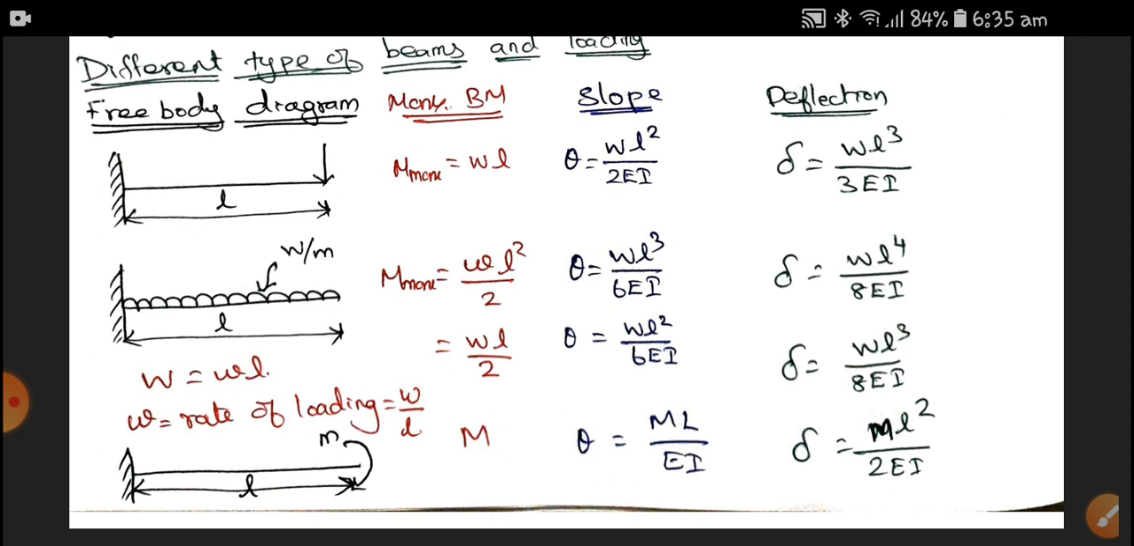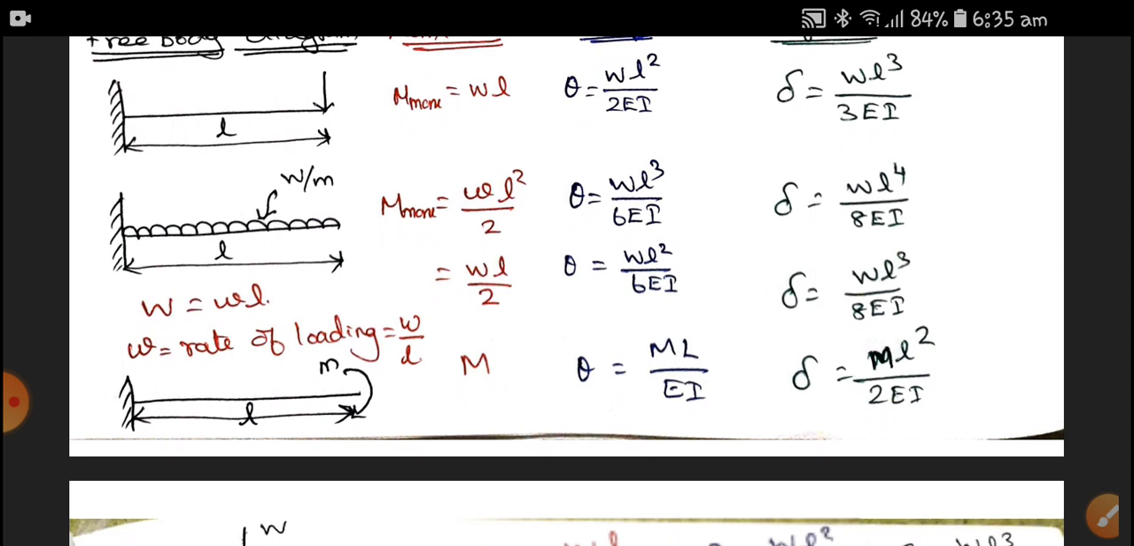Nothing else is changing. For small w, theta is equal to wL cube divided by 6EI and delta is equal to wL power 4 divided by 8EI. And for the capital W, theta is equal to WL square by 6EI and delta is equal to WL cube divided by 8EI.